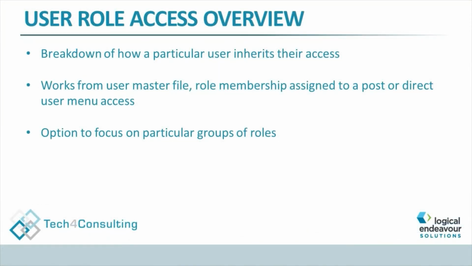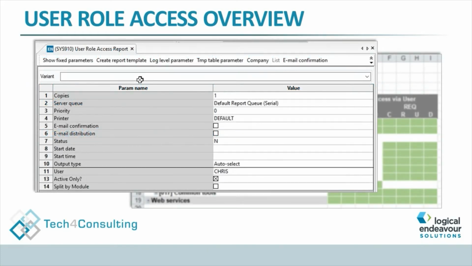The user role access report blends together the two previous reports. In doing so, it provides a breakdown of how particular users inherit their access. This works whether it's access granted directly via the user master file, through role membership assigned to a particular post, or just granted directly to the user via menu-based access. As always, there's the option to focus in on particular subsets of role groups to limit the output of the report. When we run the report, we can provide a user ID and decide whether or not we only want to include active roles within the output.